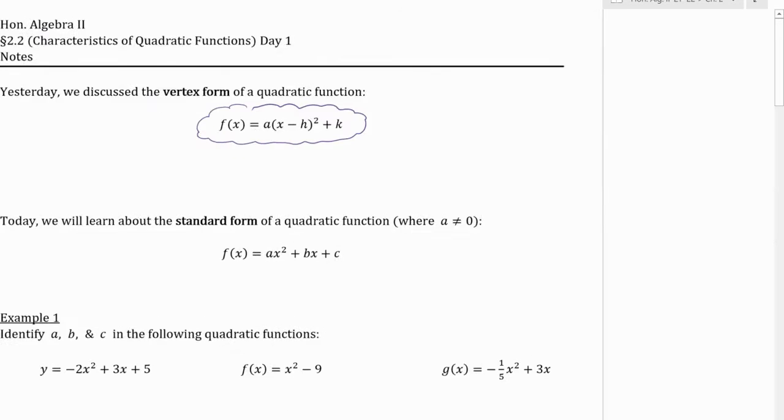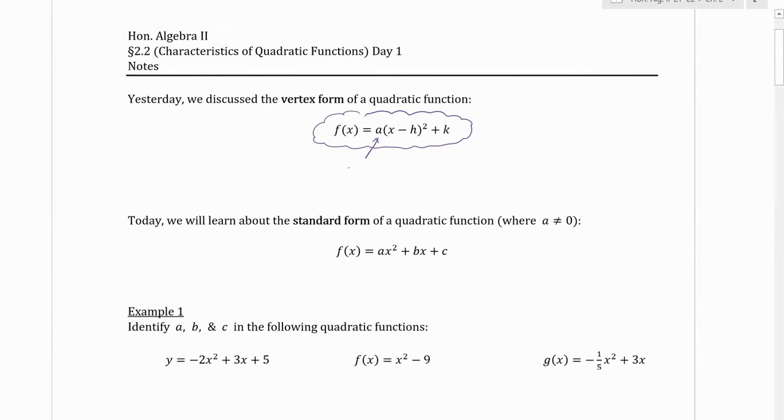But just talking about yesterday, remember the A, we know if that's positive, we're going to open up. If it's negative, we're going to open down. And just based on what the value of A is, if A sits somewhere between 1 and -1, then it's going to be a vertical shrink. If the absolute value of it's more than 1, so if A is greater than 1 or less than -1, then it's going to be a vertical stretch. Also, A can't be 0, because if A is 0, then you don't have any x's. And then it's just a horizontal line, so that's kind of silly. It's just a constant function.